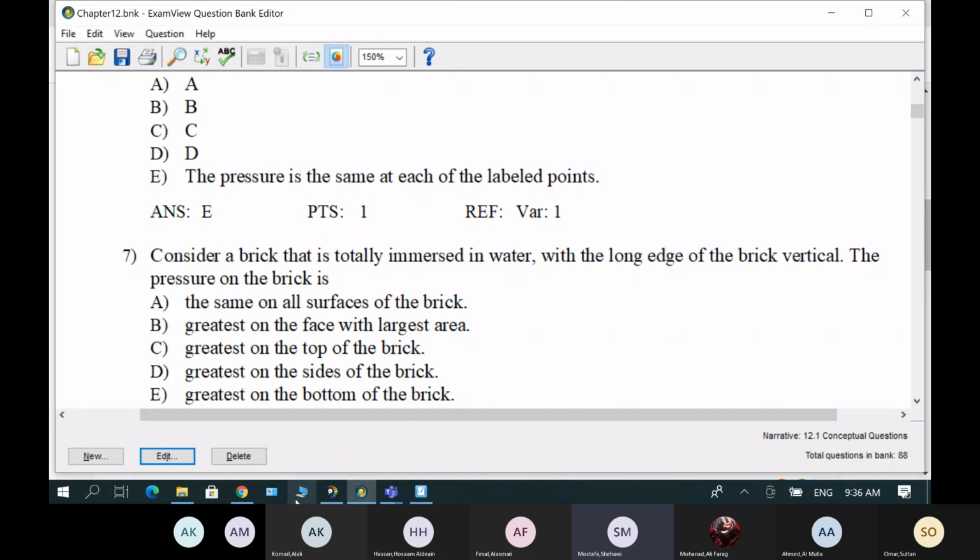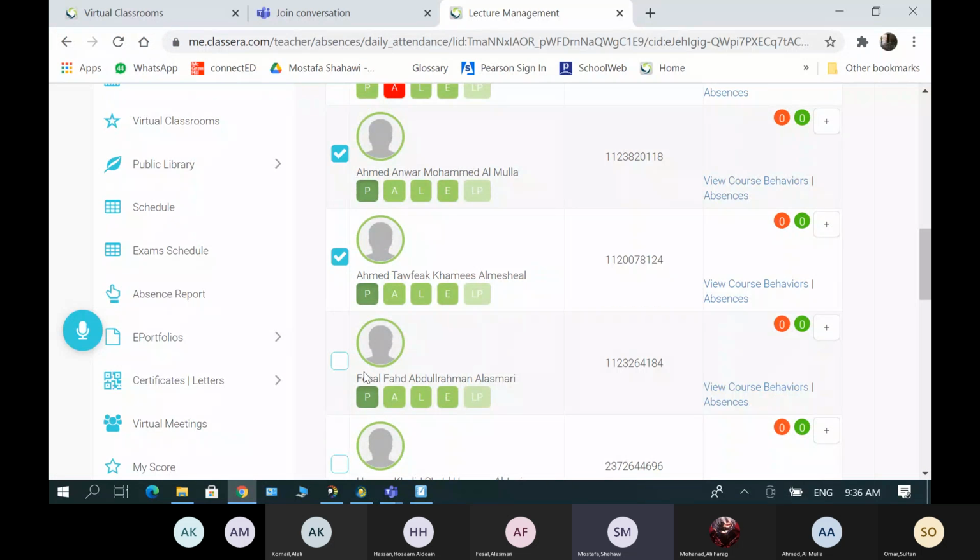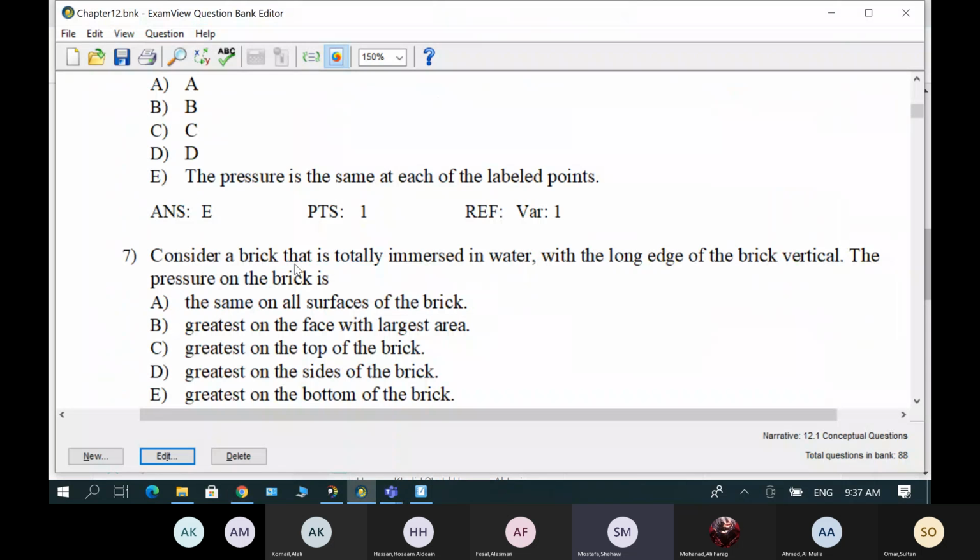Question 7. Ahmed, you read it and I will read it for you and you will solve it. Consider a brick that is totally immersed in water with the long edge of the brick vertical. The pressure on the brick is the same on all surfaces of the brick, greatest on the surface with the largest area, greatest on the top of the brick, greatest on the sides of the brick, greatest on the bottom of the brick.